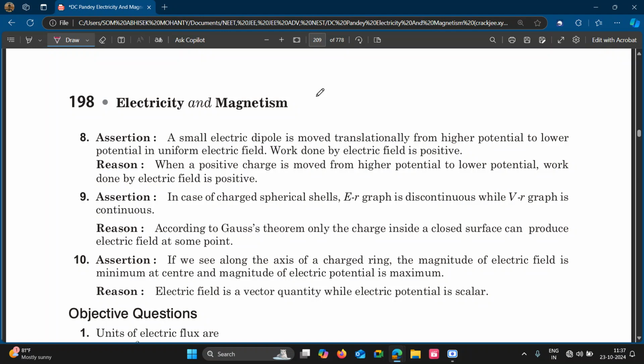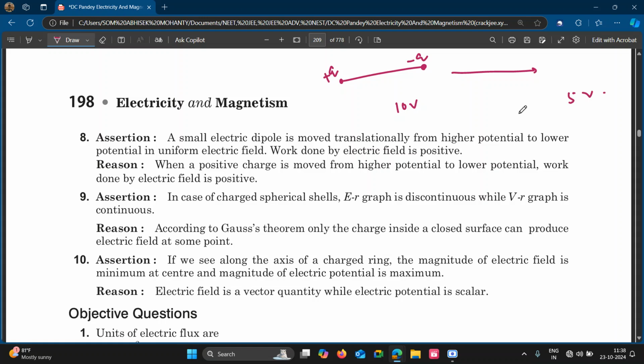Okay, so let's see. Number 8. A small electric dipole is moved translationally from higher potential to lower potential. Electric dipole is moved. Okay, electric dipole is plus Q minus Q, translationally from a higher potential to a lower potential. Suppose 10 volts, this is 5 volts, in a uniform electric field.